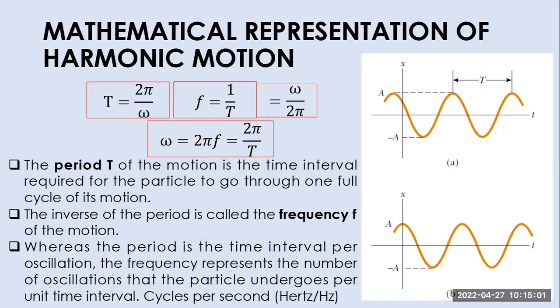So here, yung ating period T of the motion is the time interval required for the particle to go through one full cycle of its motion. And then the inverse of the period is called the frequency. Inverse, yung kabaliktaran niya lang, di ba? So yung ating frequency is 1 over T or 1 over the period. Whereas the period is the time interval per oscillation, the frequency represents the number of oscillations that the particle undergoes per unit time interval. The cycles per second or yung hertz natin. Hertz or ang kanyang symbol, capital H, Z.